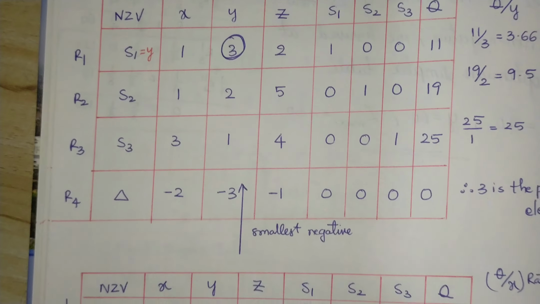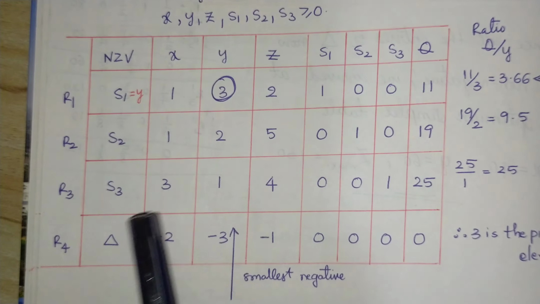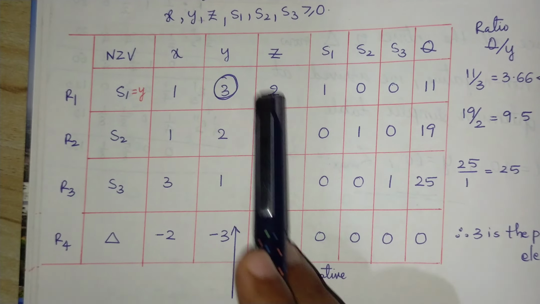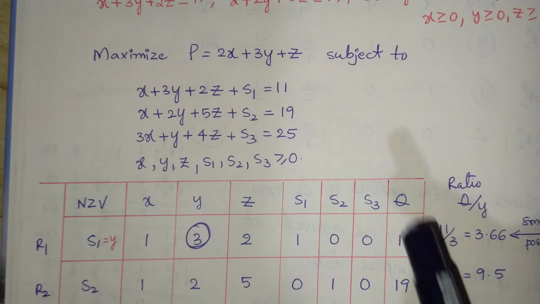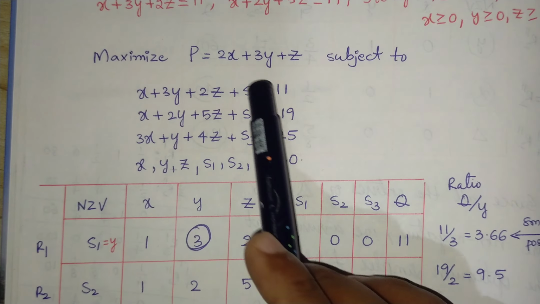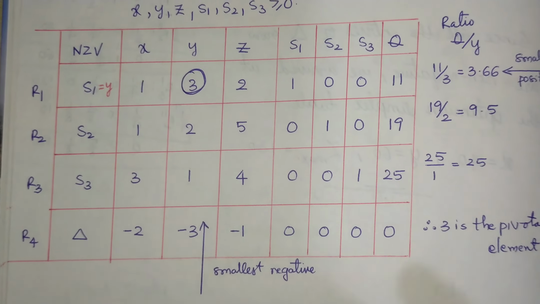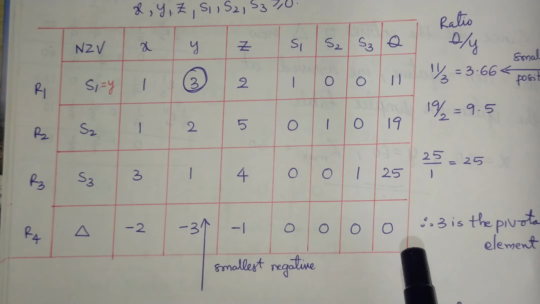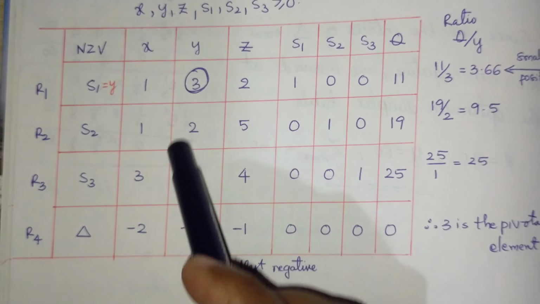So let us consider the initial simplex table. How can you consider that? This row is from the first balanced constraint, the second row is from the second constraint, and the third row is from the third constraint. While writing the delta row, we have to consider the negation of the coefficients of x, y, z. So 2 is there, we write minus 2, and 3 minus 3, and 1 minus 1. After that, we have to identify the smallest negative number in the delta row. Minus 3 is the smallest negative, and this is your pivotal column.